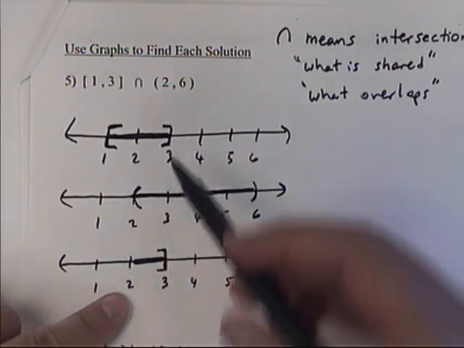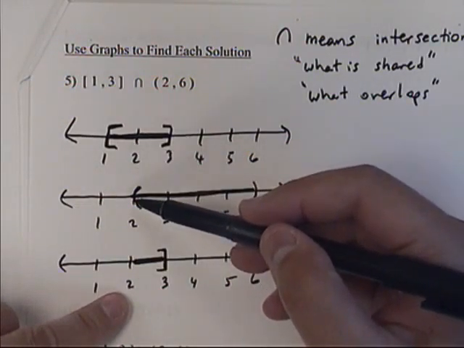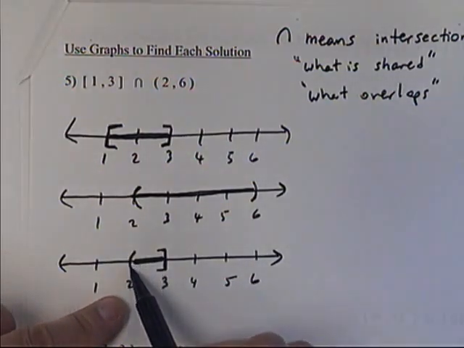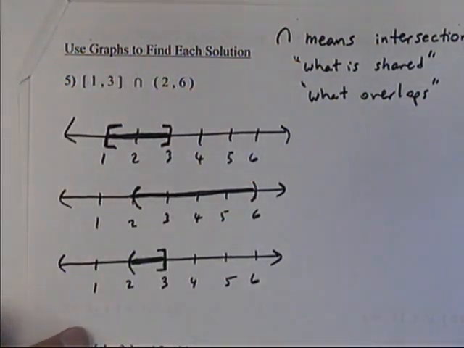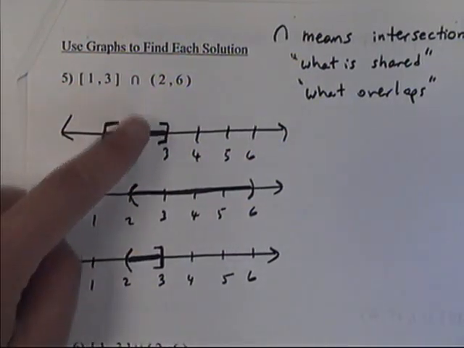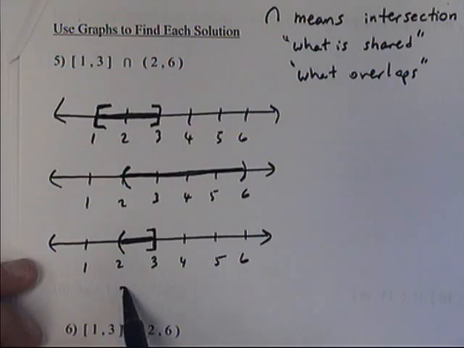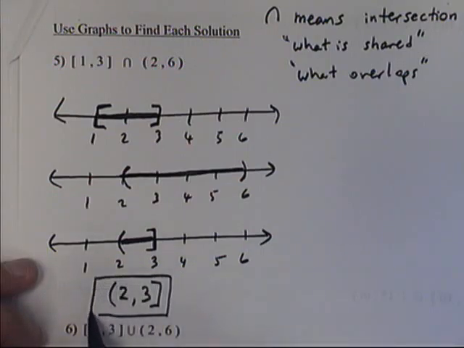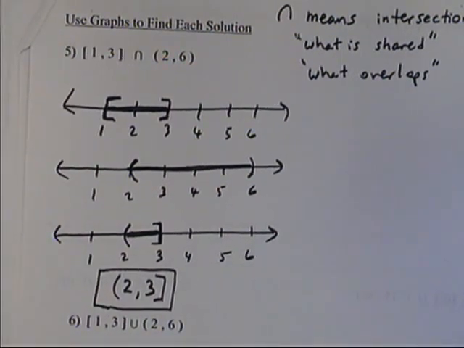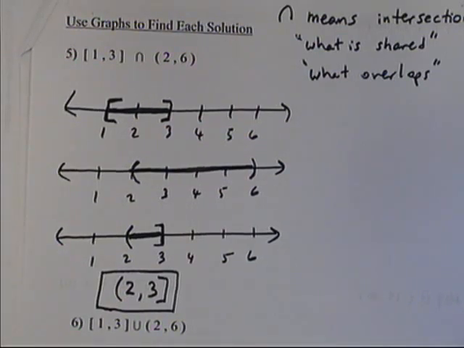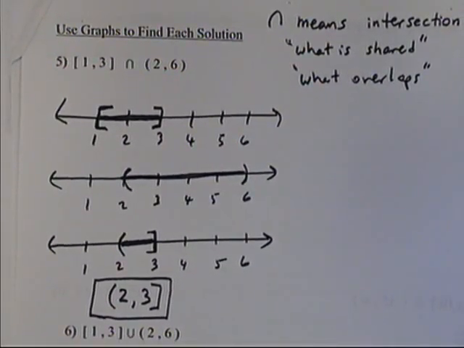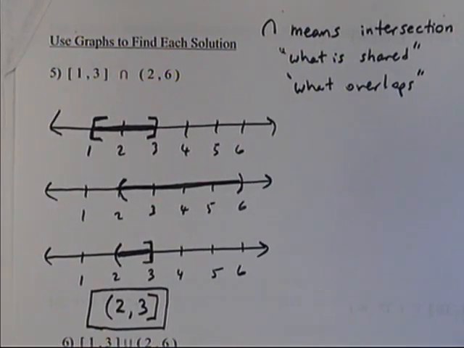We don't want to include 2 because 2 is not shared on both because it's not included in the second set. So we would use a not included answer. So that is how I determine what is overlapping. And my final answer therefore is between 2 and 3, not including 2, but yes including 3. That's my final answer. Notice how I solved this by graphing. That is the simplest, easiest, most error-proof method of finding intersections of these types of sets.